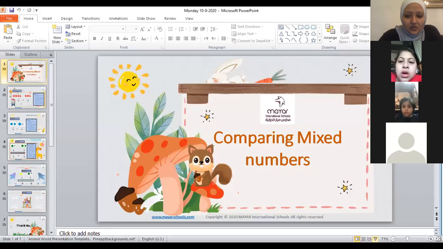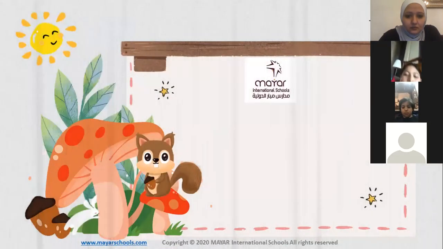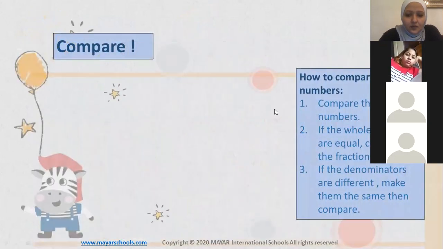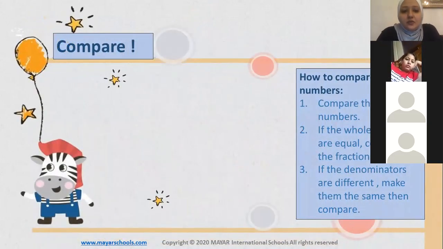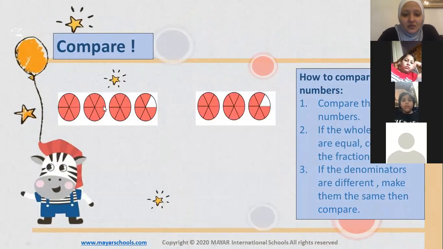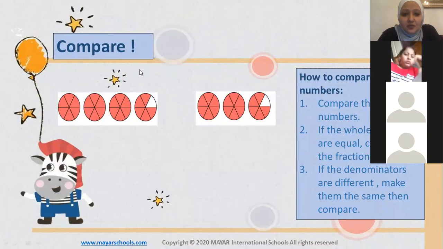So today we're gonna revise. Also, we are in sessions. So here, if we want to compare. Who can tell me what's the max number for the first one, for the first figure? What's the max number for the first figure?